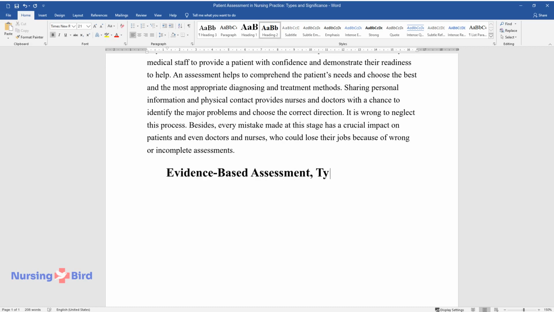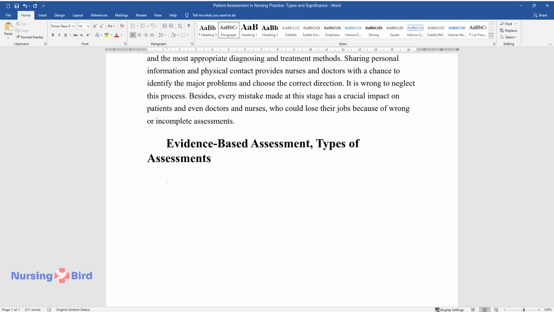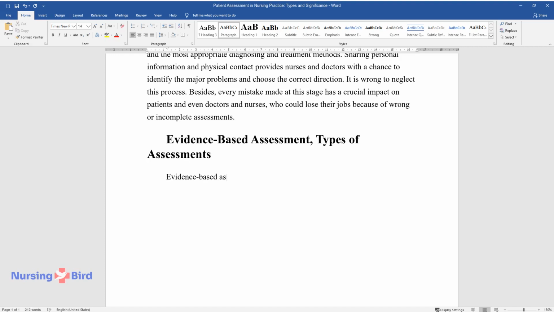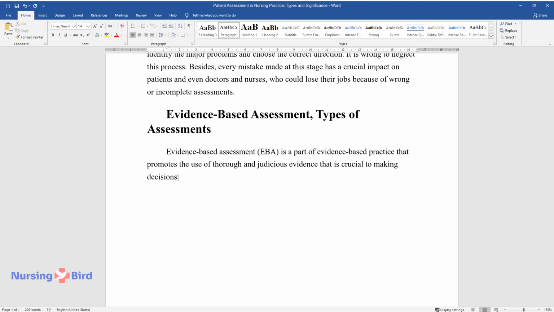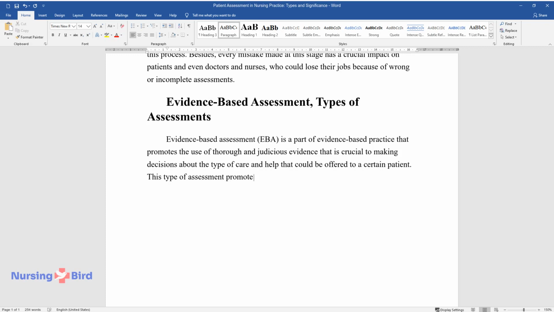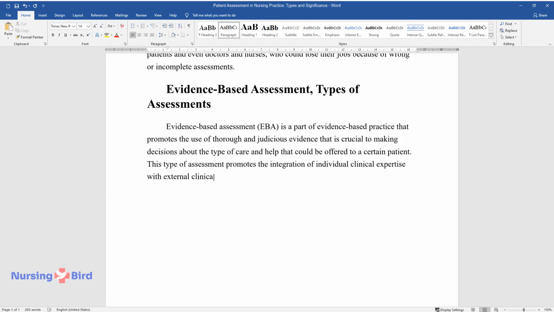Evidence-based assessment, types of assessments. Evidence-based assessment, EBA, is a part of evidence-based practice that promotes the use of thorough and judicious evidence that is crucial to making decisions about the type of care and help that could be offered to a certain patient. This type of assessment promotes the integration of individual clinical expertise with external clinical research and patient values.